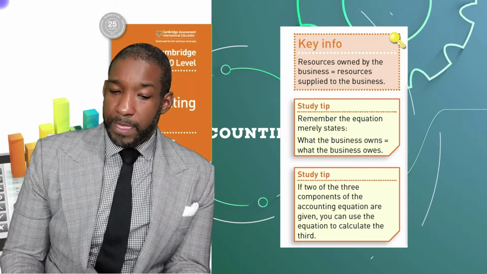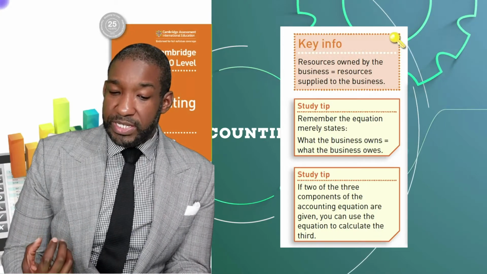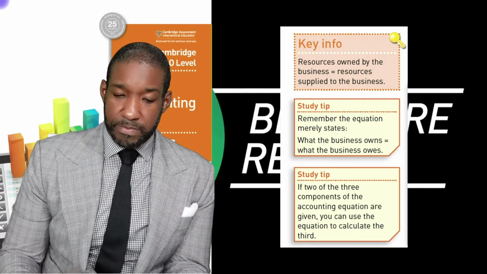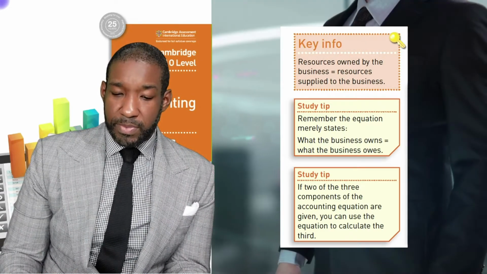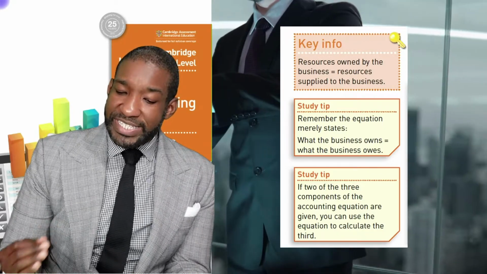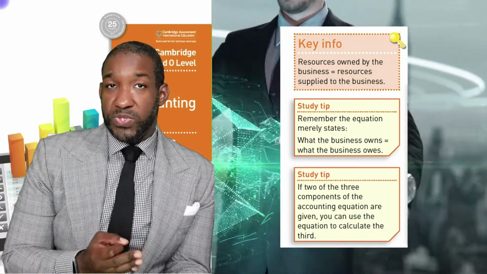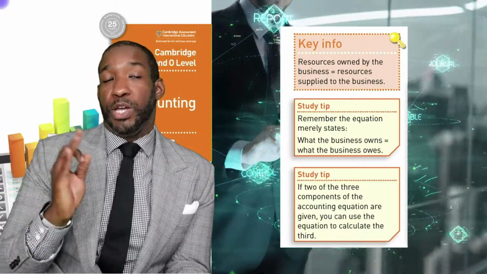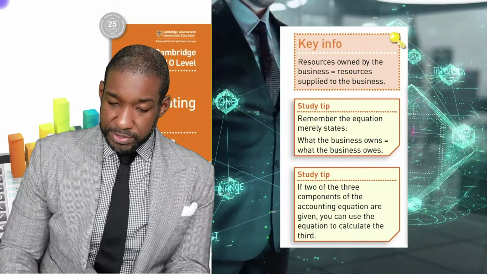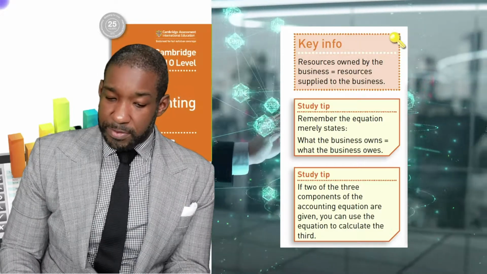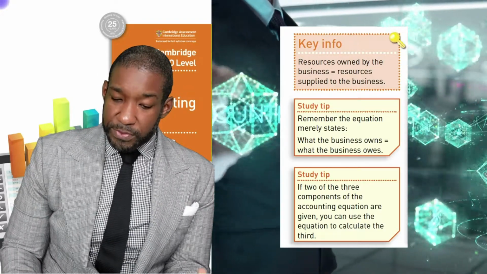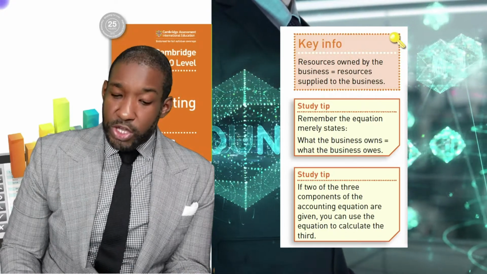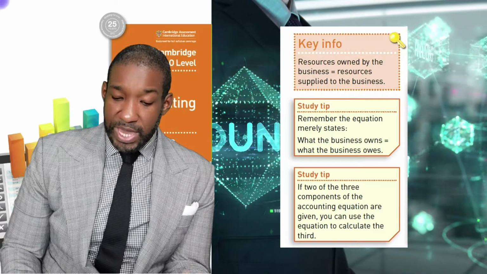Key info. Resources owned by the business equals resources supplied to the business. Study tip. Remember, the equation merely states what the business owns equals what the business owes, either owes to the owner or owes to debtors or creditors. Study tip. If two of the three components of the accounting equation are given, like in the previous activity, you can use the equation to calculate the third.